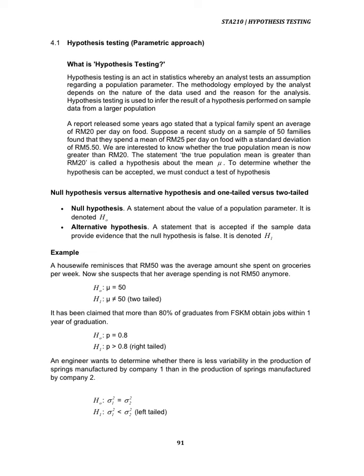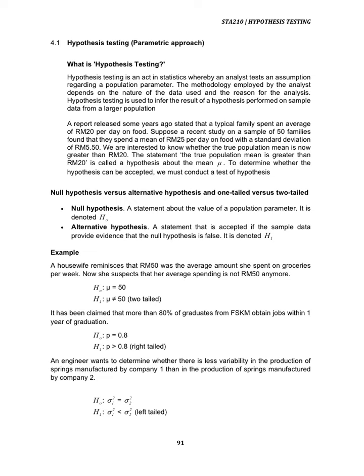Okay, for example, a report released some years ago stated that a typical family spend an average of RM20 per day on food. Suppose a research study on a sample of 50 families found that they spend a mean of RM25 per day on food with a standard deviation of RM5.50.